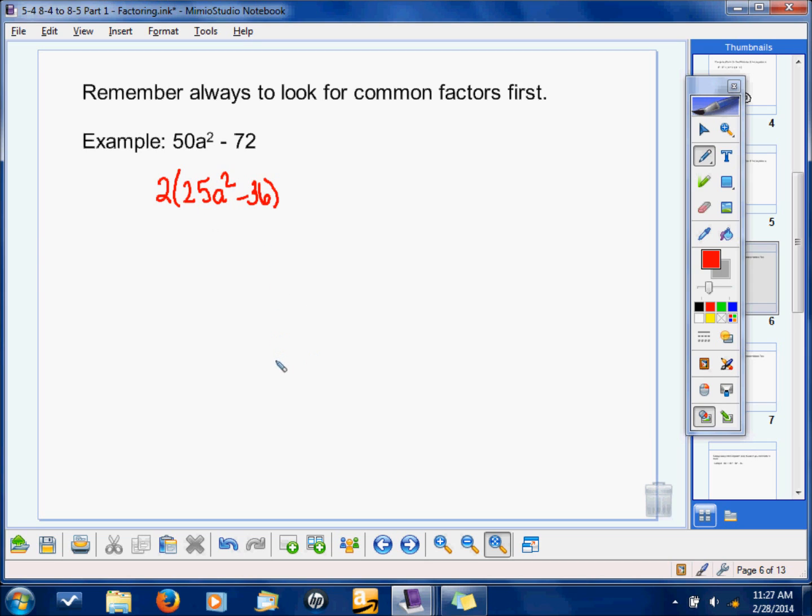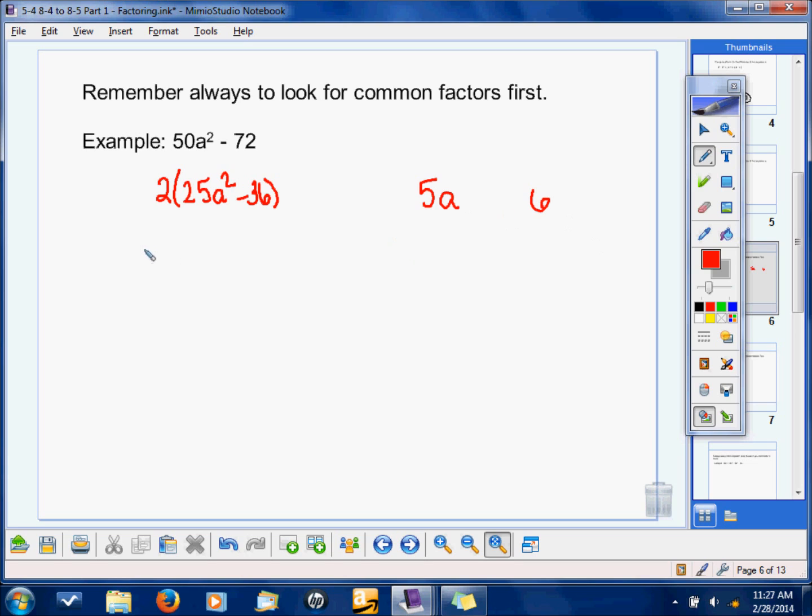So we bring out our greatest common factor, and then you look and see, is there anything else I can do? Now, in this case, we do have a difference of two squares. Differences of two squares are very important. What is squared here? 5a. What times itself gives you 25? So we have 5a, and what times itself gives you 36? 6. So these are the two things that are squared. 5a times 5a is 25a squared, and 6 times 6 is 36. It's a difference of these two things squared.